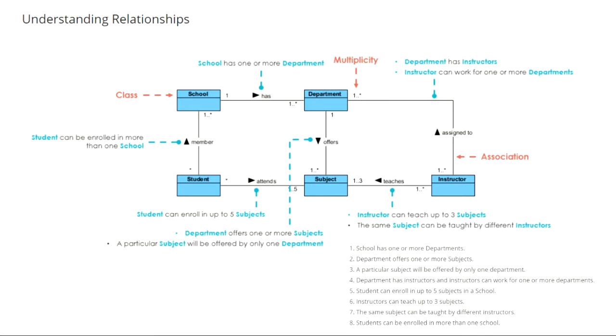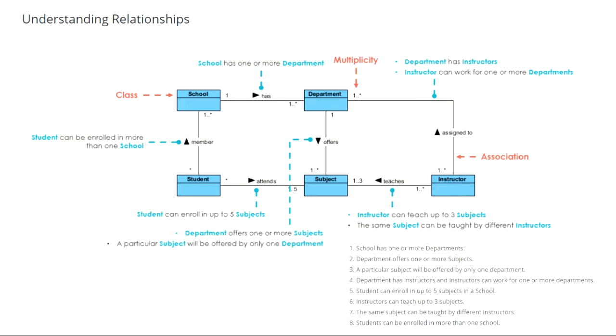But if a statement says that a department can offer one or more than one subjects, then obviously you have to write this multiplicity here. And if the second statement says that a subject can be offered by exactly one department, then you have to write one also here. Fine. So this is how you have to read this.